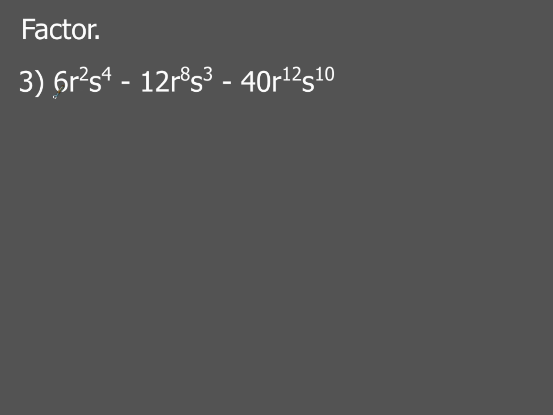All right, so if we take a look at the numbers 6, minus 12, and negative 40, my GCF of all three of those terms is just 2. So I'm going to factor out a 2. Now, 2 goes into 6 3 times. 2 goes into minus 12 minus 6 times. And 2 goes into negative 40 negative 20 times.